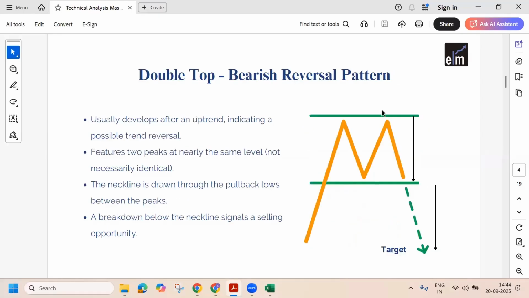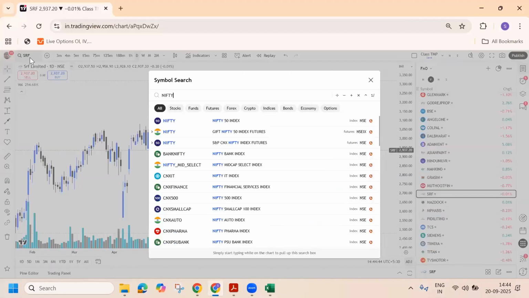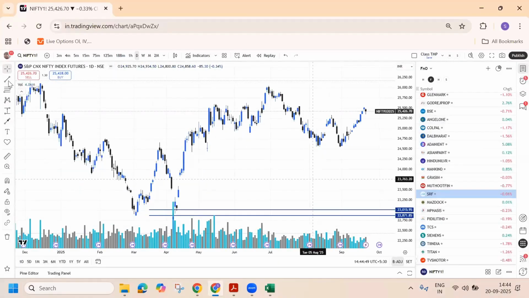A double top is similar. Two tops at a similar level, and on the pullback, this is the neckline. It has to be horizontal. Below this, 1.2 ATR stop loss, 2.4 ATR target. The ideal target is the height of the pattern. Now let me show you a very recent example in Nifty. Nifty futures, let me show. So Nifty had a W pattern.